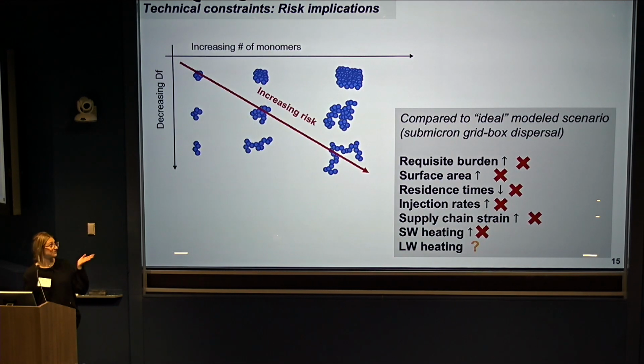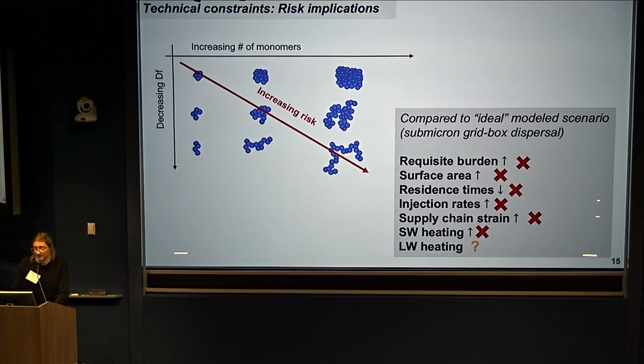So this is basically to summarize the previous slide. As you increase monomers and decrease fractal dimension, you significantly increase risk. And compared to sort of the ideal modeled scenario, which for the GCMs that can handle solid aerosol SAI, this is typically done with submicron dispersal in this optimal monomer form on a grid box level. So compared to that scenario, the injection of fractal aggregates increases a lot of risk. It increases the requisite burden you need to achieve a shortwave forcing target.